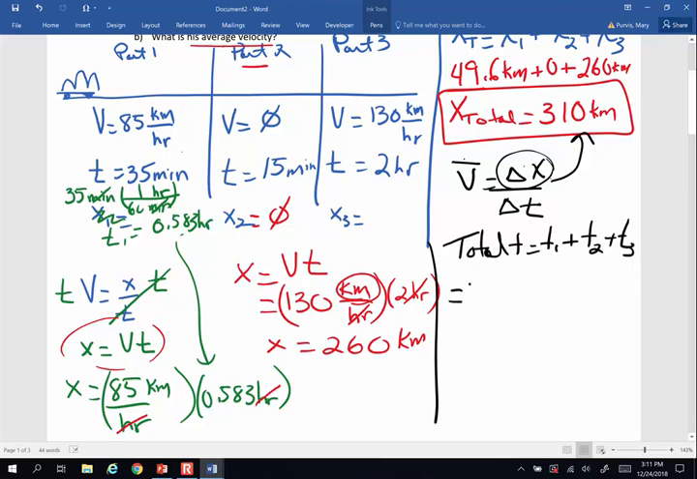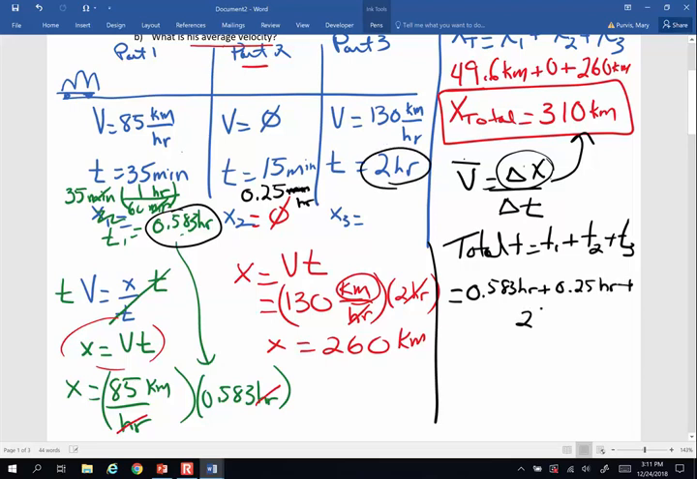So my total time, Part 1, it was 0.583 hours. Time 2 was 15 minutes, and I said I was going to do it all in hours. So 15 minutes is what fraction of an hour? Well, I can do that in my head. 15 minutes is a quarter of an hour, so it's 0.25 hours. And then Part 3 is 2 hours. So when I add all those together, time total ends up being a grand total of 2.83 hours. That's my total time.